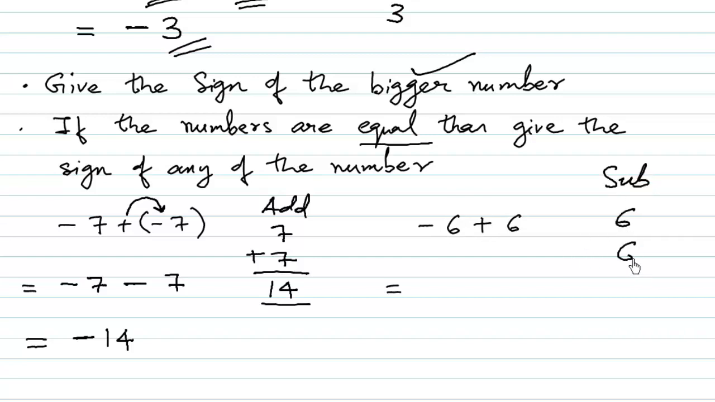And we are going to write the numbers one below the other. Both the numbers are equal this time. So 6 minus 6 is 0. We are going to write a 0 over here. And then since the numbers are equal, we can give any sign. So either we can write +0 or we can write a -0. It is always advisable to just leave 0 as it is.